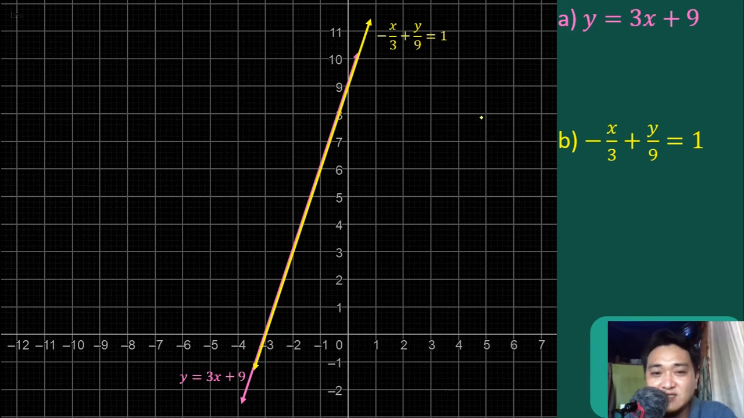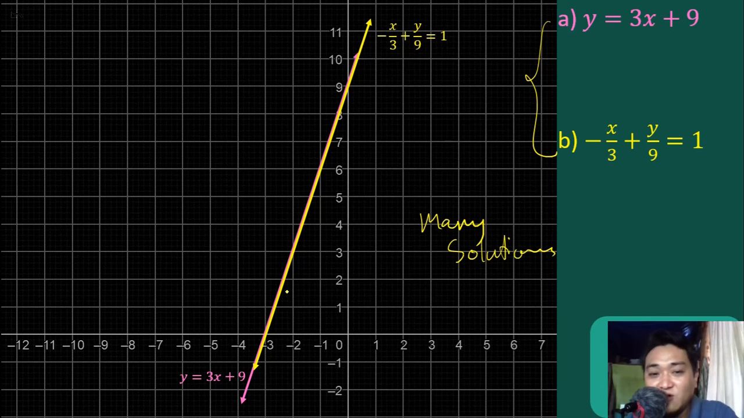So, check natin yung graph nila. Ayan. So, that's the graph of these two linear systems. Magkapatong na magkapatong sila, or they are coinciding, meaning they have many solutions. All the points along this line are the solution of both these two linear systems.